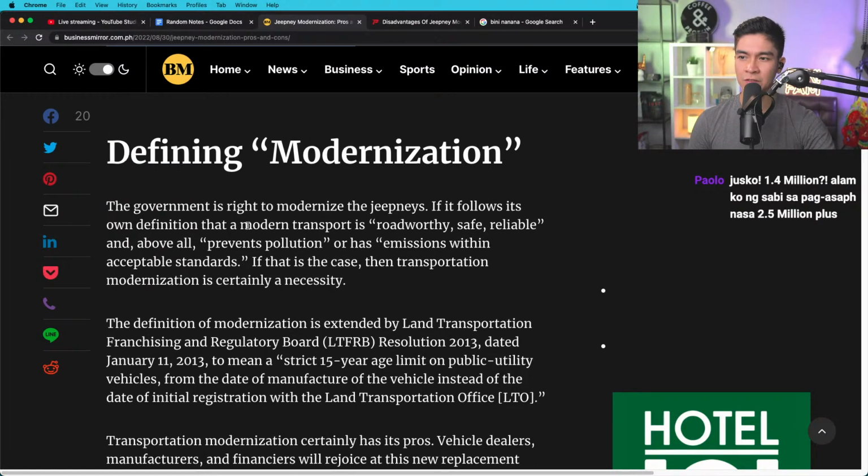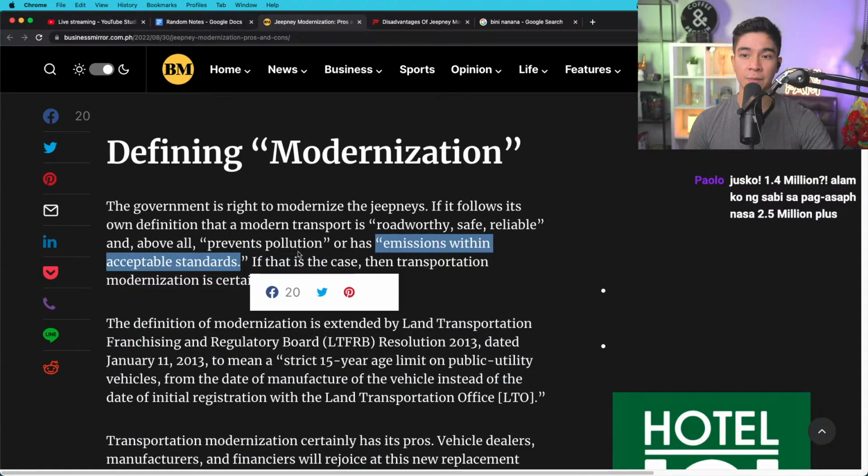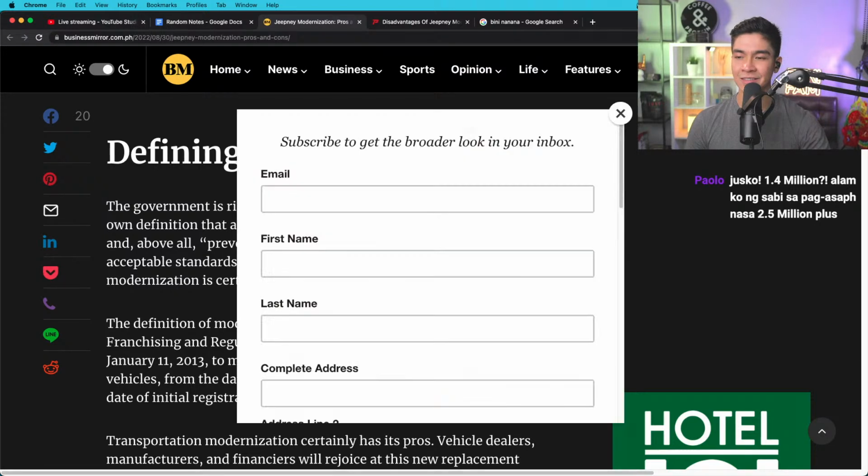Ang gusto raw nila pagdating sa modernization, it's roadworthy, safe, and reliable, prevents pollution, or has emissions within acceptable standards. If that is the case, transportation modernization is certainly a necessity. So I think this is as far as the positive feedback goes. Wala namang nagsasabi na no, wag tayo mag-modernize ng jeepneys. Every single jeepney driver will say, yeah, dapat yung jeep na dinadrive natin, karapat-dapat na nasa daan, ligtas siya, and maasahan.